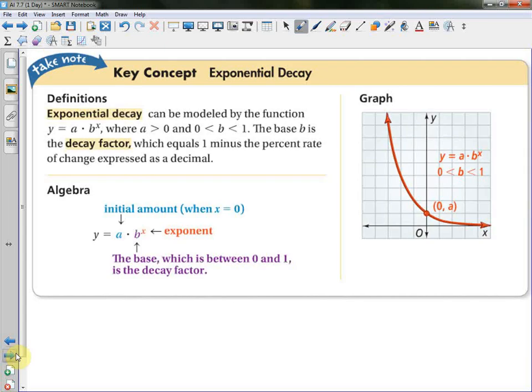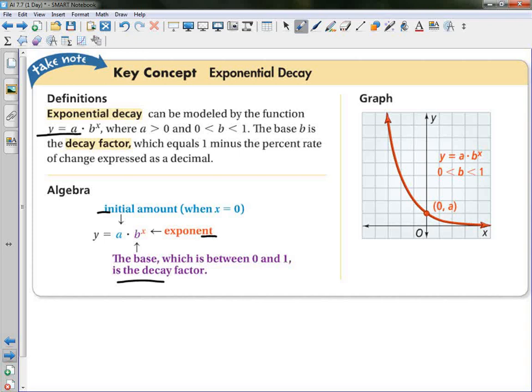Okay, exponential decay is kind of the opposite of growth, right? Growth is when a population is thriving, is growing. Exponential decay is when it's dying or getting smaller. Similar equation, right? Similar meanings. We still have the initial amount. Still have the exponent. The only difference is the base now is going to be between 0 and 1. Between 0 and 1 means decay. If it's larger than 1, it means growth. So it's going to be decay if it's between 0 and 1.